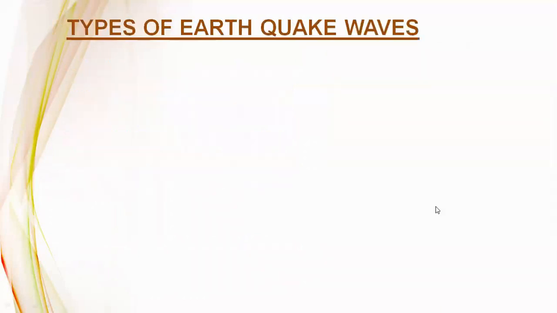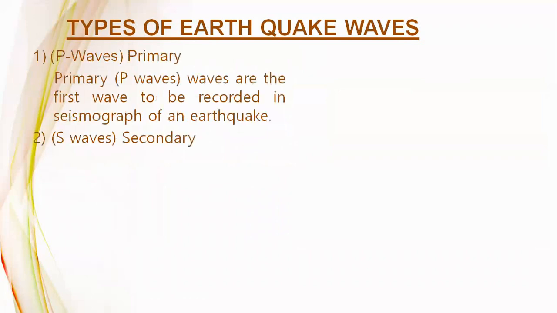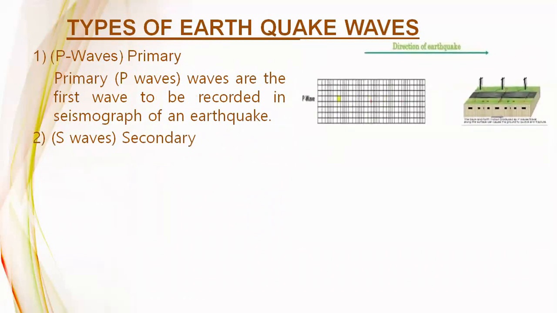Now let us come to the types of earthquake waves: primary waves and secondary waves. When the earthquake occurs, some waves are released, and those are known as earthquake waves or seismic waves. Firstly, we are learning about the primary waves. Primary waves are the first waves to be recorded in the seismograph.